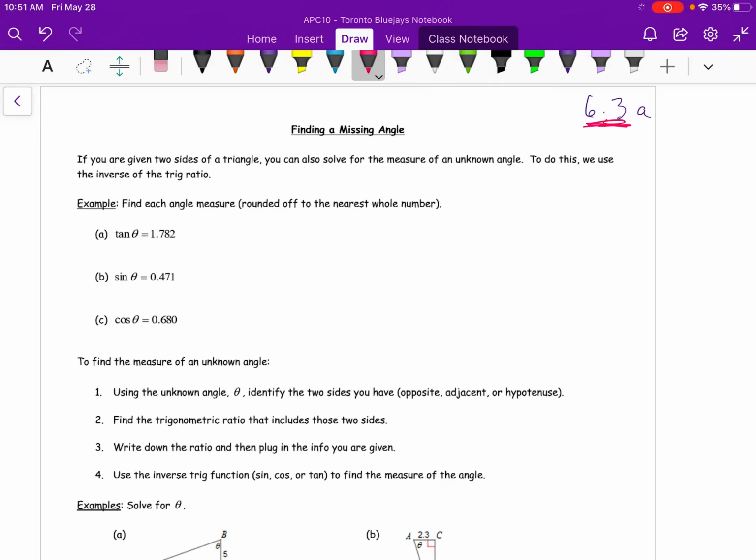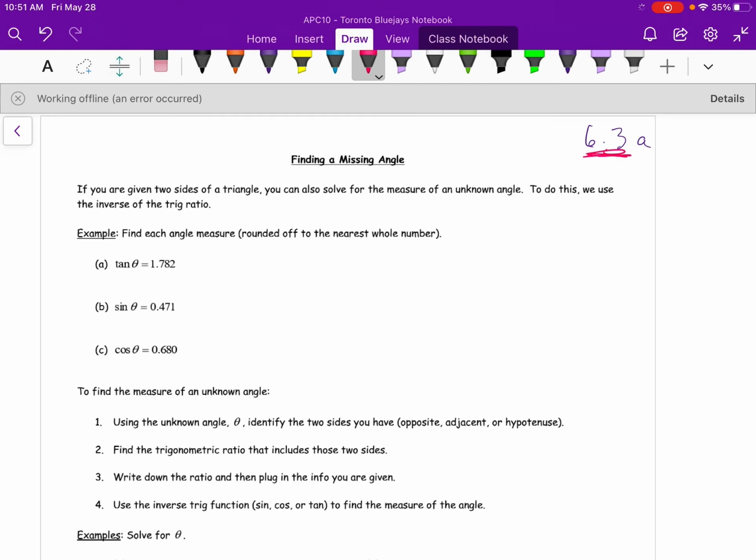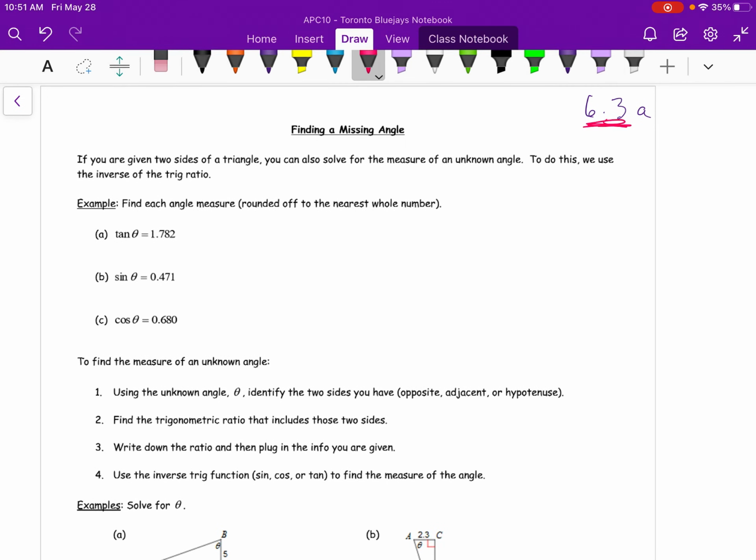We're going to be finding missing angles in a right angle triangle. Provided that we are given two sides of a triangle, we can solve for the unknown angle. To do this, we have to use the inverse trig ratio. First off, let me give you a brief scenario of what I'm talking about.